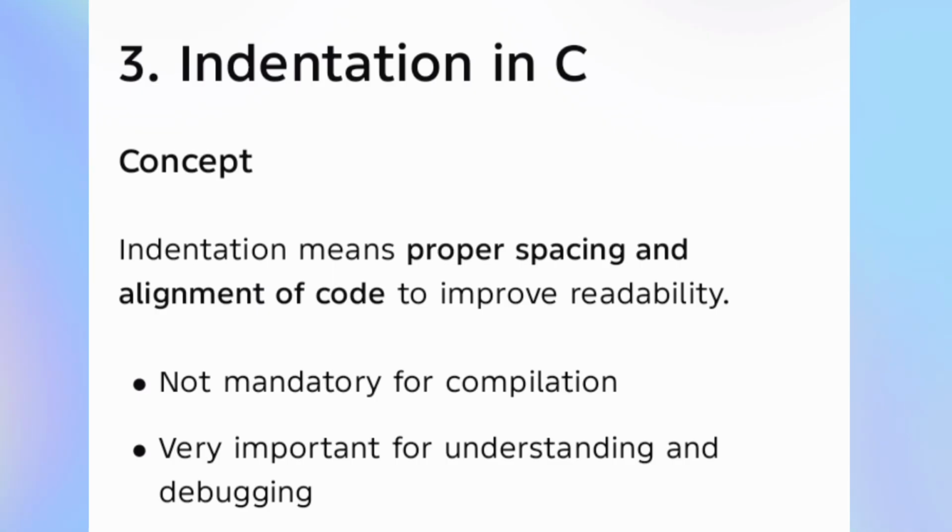The third topic is indentation in C. Indentation means proper spacing and alignment of the code to improve readability. It is not mandatory for compilation, but it is very important for understanding and debugging. What is debugging? Rectifying errors, finding the bug and fixing the errors. That is why indentation is used. Most lines of code need to be formatted. It is very important for viewing the structure of the code, and that is the purpose of indentation in C.